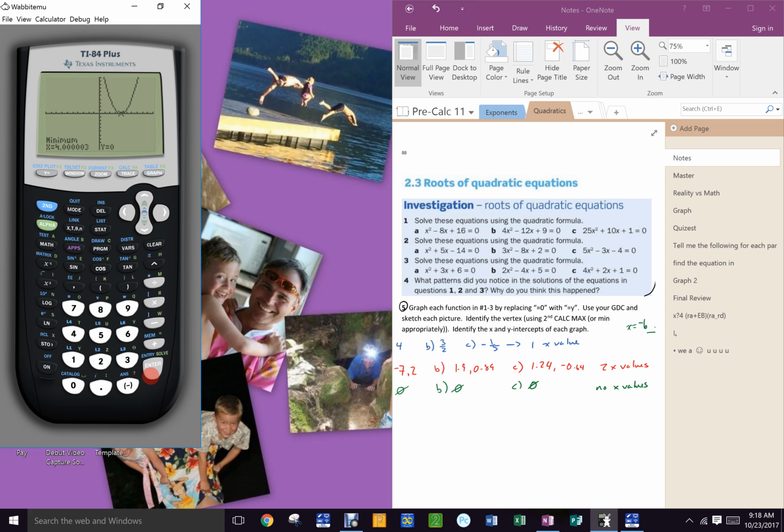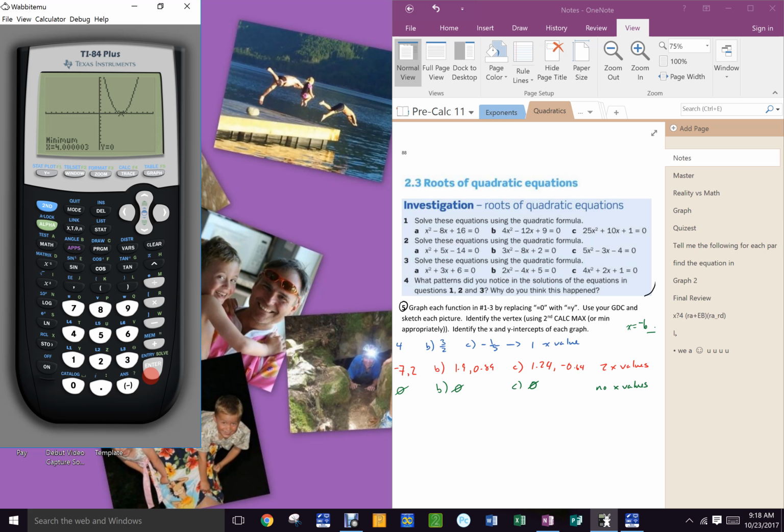What is our minimum? 4.00000. 4 and 3 millionths. Everybody with me? So the answer is 4. Does everybody understand? Can everybody do that?